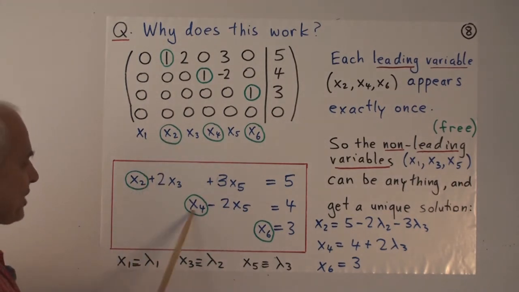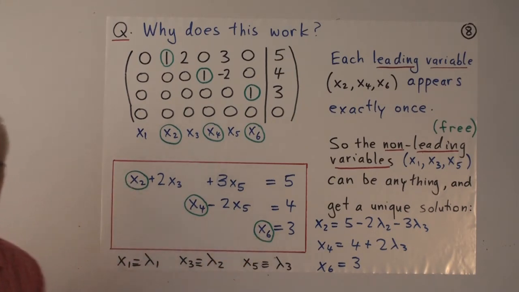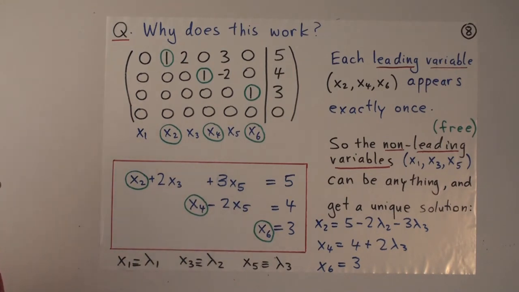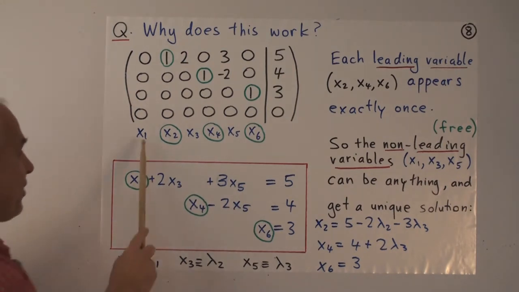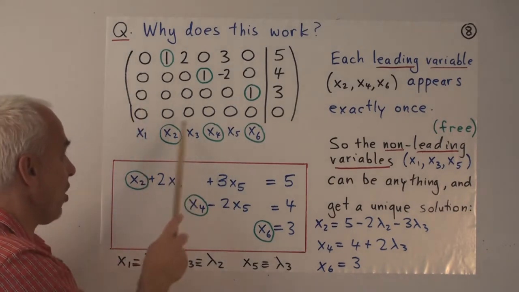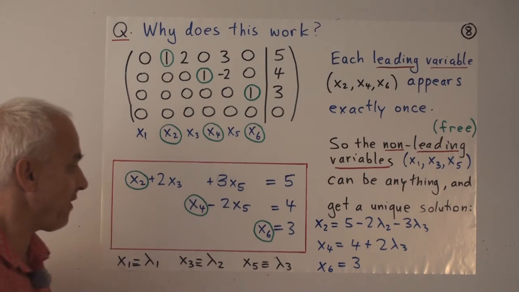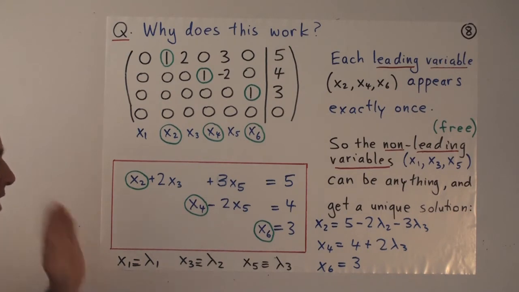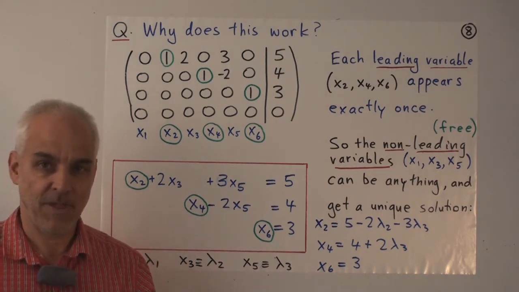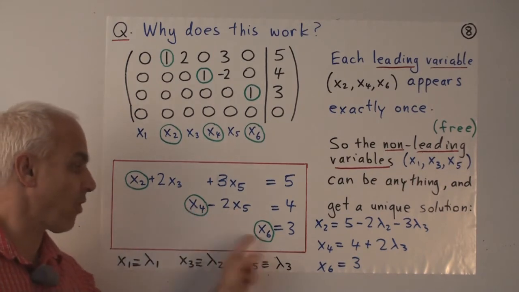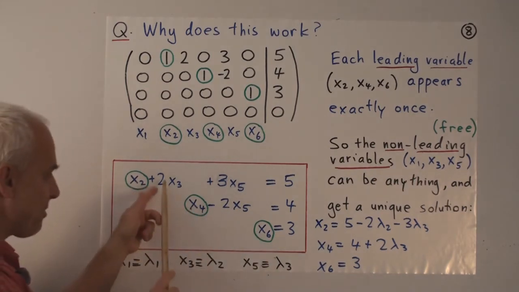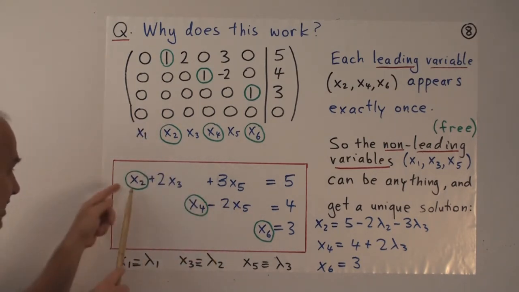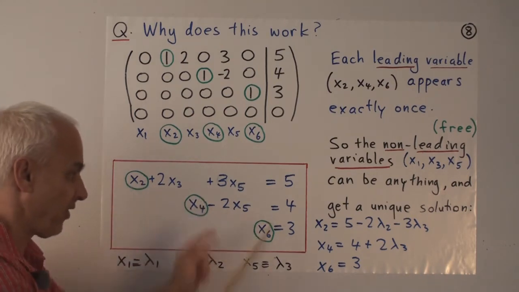That's why x2, x4, and x6 appear only in these spots, one of them for each one of these equations. So the non-leading variables, the ones corresponding to the non-leading columns, namely x1, x3, and x5, are appearing here, and actually x1 doesn't even appear. Those variables can be anything they want, and we can still solve for x2, x4, and x6. In other words, it doesn't matter what these values are. It doesn't matter what this value is, and it doesn't matter what x1 is. We can still figure out what x2 is, what x4 is, and x6 is.